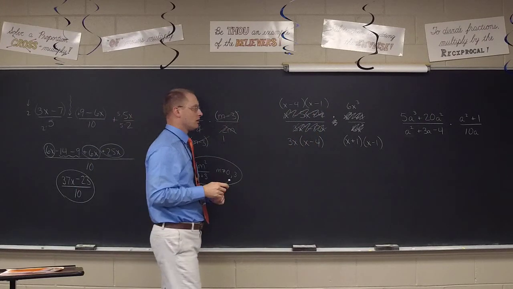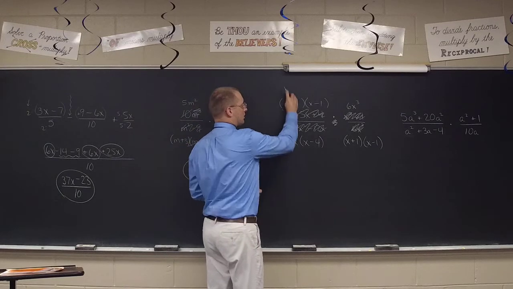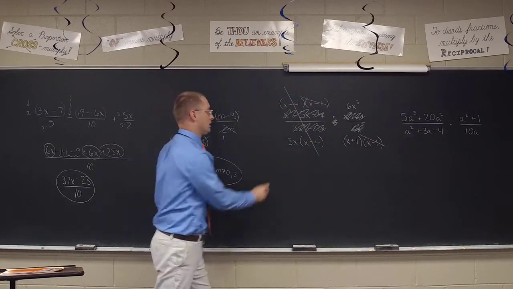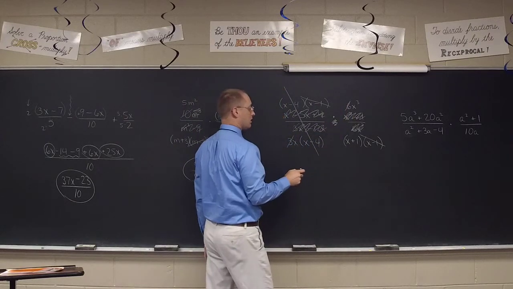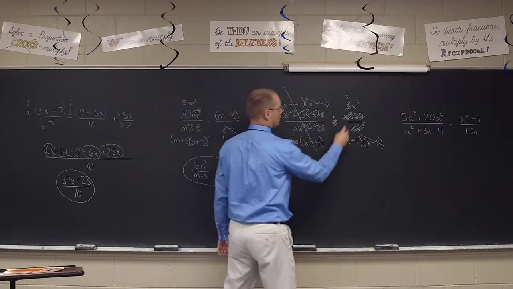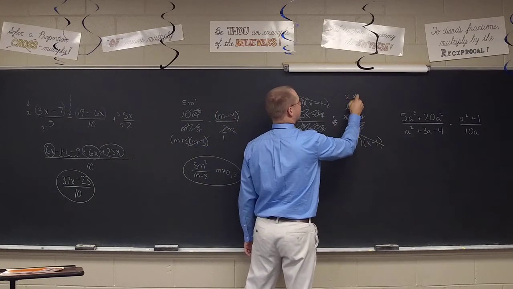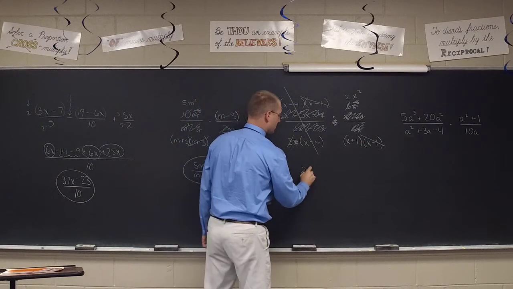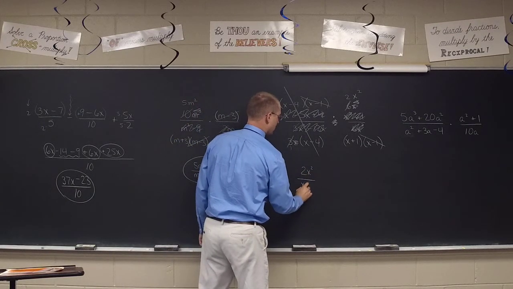What cancels? X negative 4s and X negative 1s. And the 3 and the 6 to get 1 and 2. And then X cubed over X to get X squared. All right, so what do I have here? 2x squared over x plus 1.